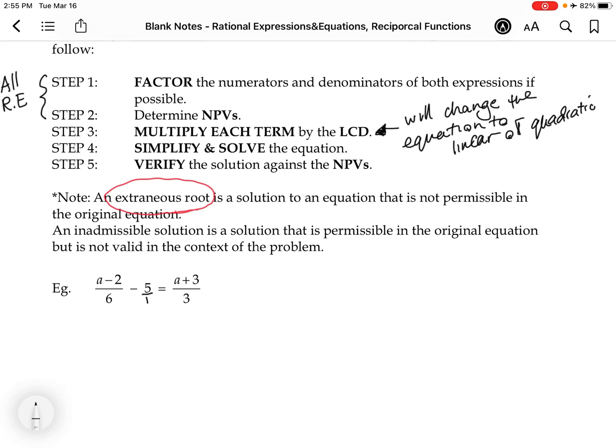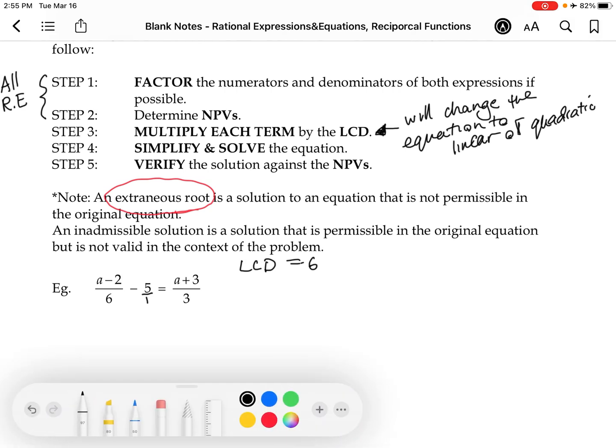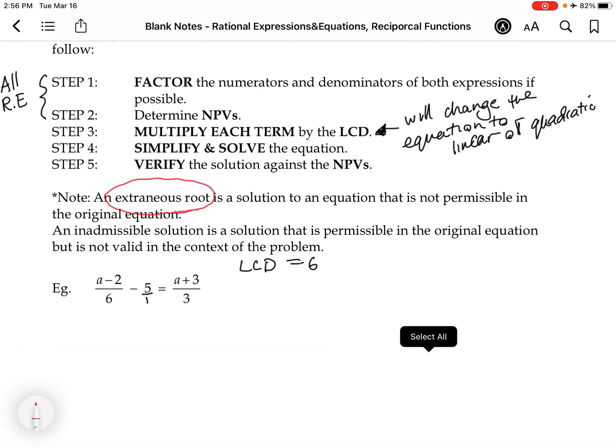In this case, our denominators are 6, 1, and 3. So between those three denominators, the LCD here is 6, okay? Now, because there's no variable in the denominator, we do not need to worry about non-permissible values. So that's kind of nice, but we can go ahead and multiply everything by that LCD of 6.